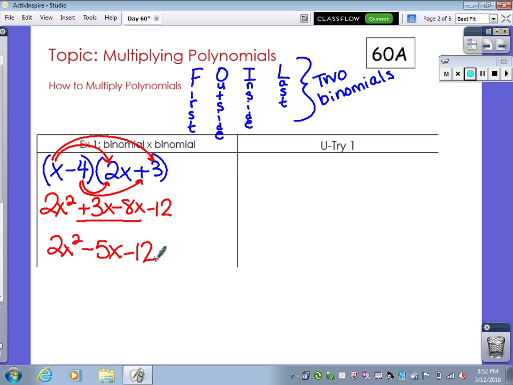If you don't like the FOIL idea, you can think of it as first distributing your x to each term in the other parenthesis, and then you're distributing your negative 4 to each term. Your first you try is x minus 8 times 2x plus 5.